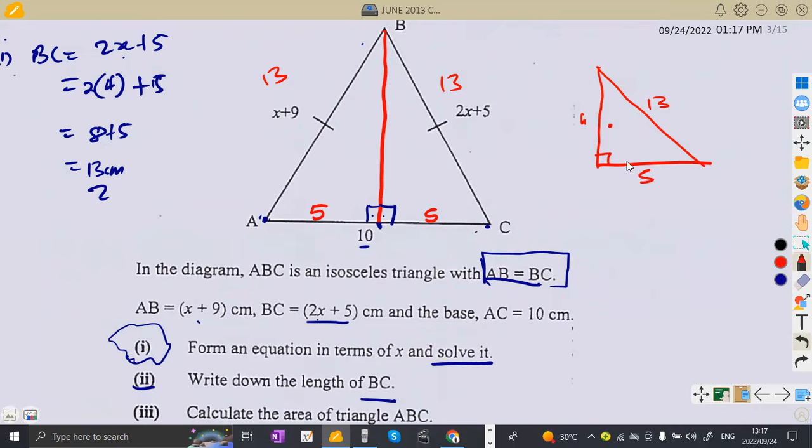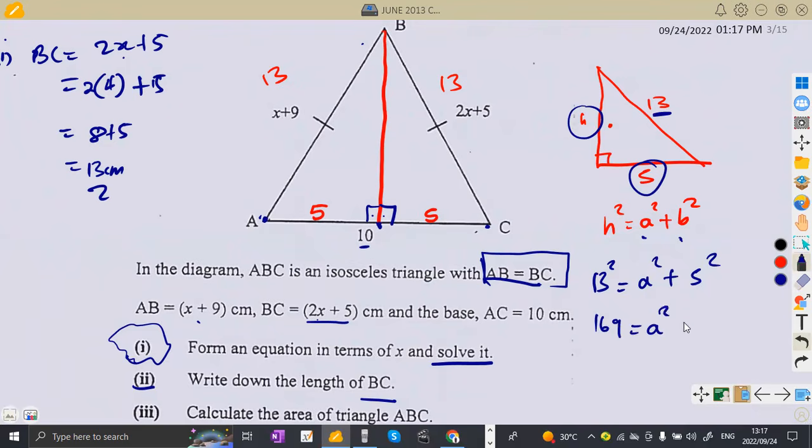So using Pythagoras theorem, because it's a right angle triangle, remember your Pythagoras theorem, h squared is equal to a squared plus b squared, or it can be c squared, whatever that you have. But that is what you're going to have in this case, which is the hypotenuse is already there. 13 squared is equal to a squared plus b squared. These are the shorter sides, which is this side and the 5. So it is going to be a squared plus 5 squared. Okay, 13 squared, that is something like 169 is equal to a squared plus 5 squared, which is 25.